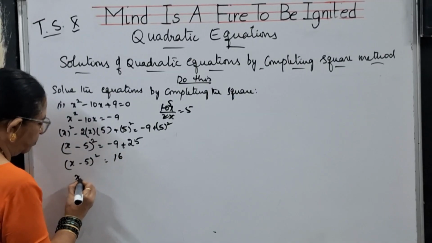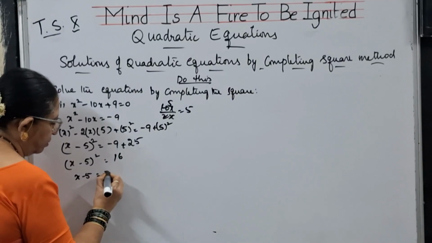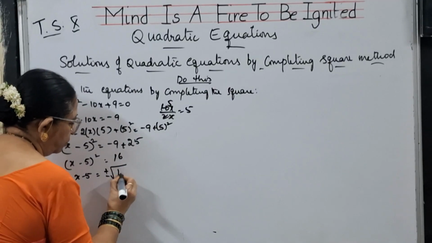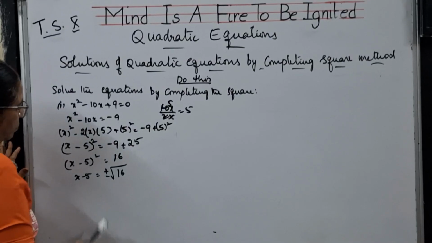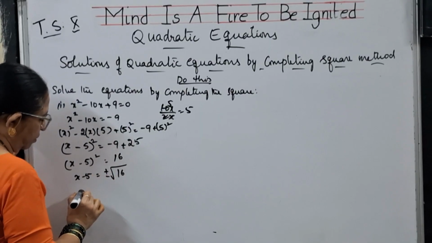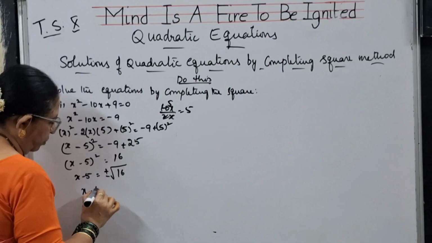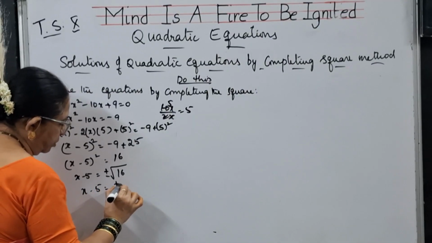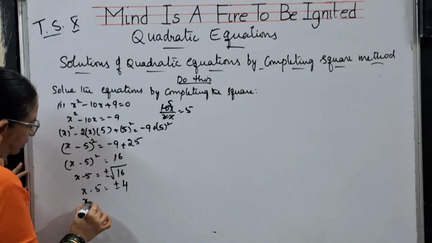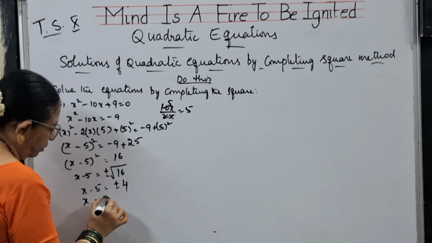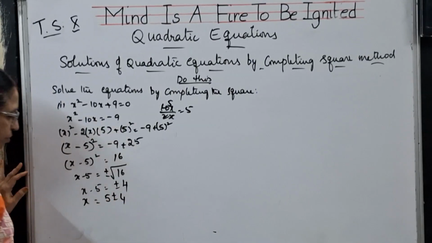So what is x minus 5? It is plus or minus root 16. 16 means what is x minus 5? Plus or minus 4, since 4 fours are 16. So what is x? 5 plus or minus 4.